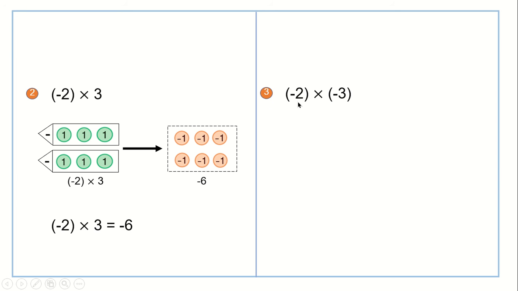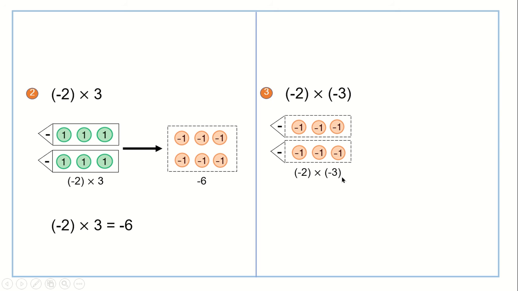We have negative 2 times negative 3. This actually means the negative of two groups of negative 3. Okay? So this is the negative of one group of negative 3. And then we get the negative of two groups of negative 3. Note that this negative will affect these negatives and they become positives. So that's why we have got positive 6.